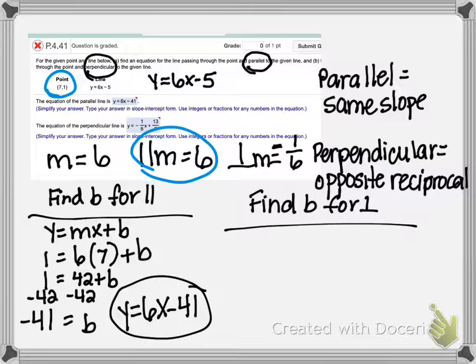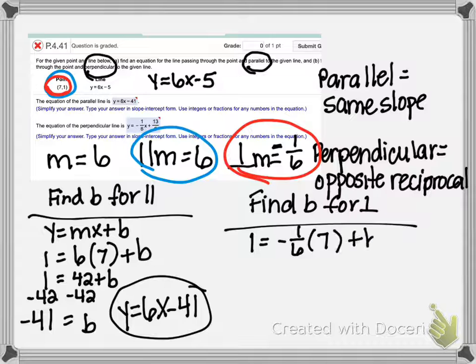Now we're going to do perpendicular. So with perpendicular, I'm going to use the exact same point, because that point still matters, but now we're going to do perpendicular slope. So we're going to do 1 equals negative 1 over 6 times 7 plus b.